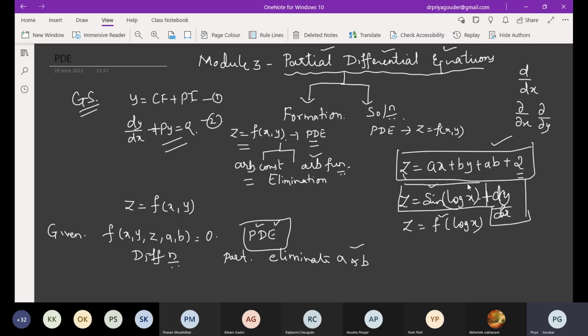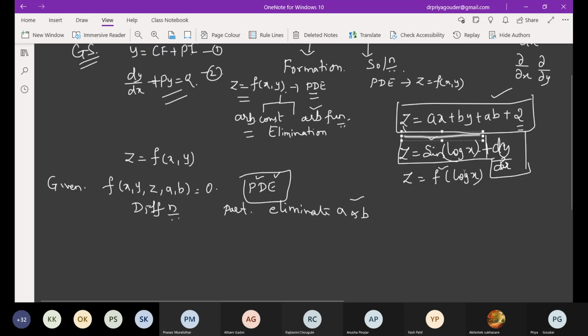Okay. Now we'll use some notations over here. Suppose z is a function of x and y. How many first order derivatives are there? z is a function of two variables x and y. How many first order derivatives can you find? Can you differentiate z with respect to x and y? Yes or no?